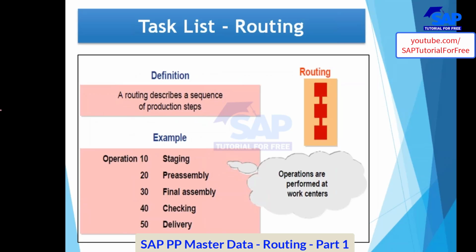Parthasarathi, in plant maintenance you have the equipment task list, right? Yes. So there it is called equipment task list. To do a maintenance activity, you maintain what tasks you will perform. Here in the routing, to produce a product, what operations you have to perform. This is also a task list. Correct. Okay. So let's move on.